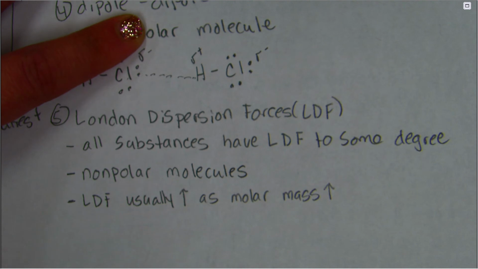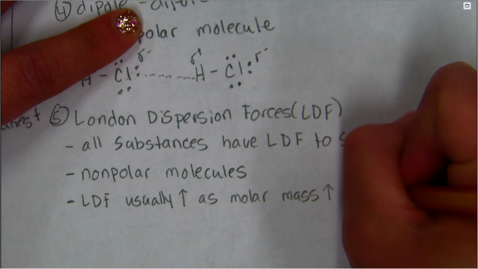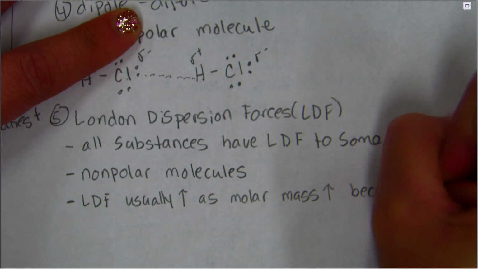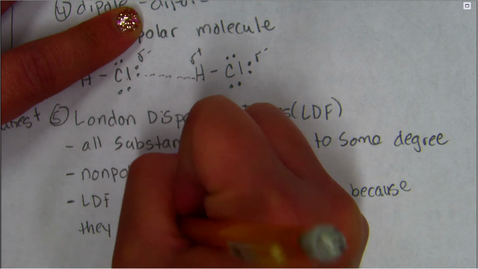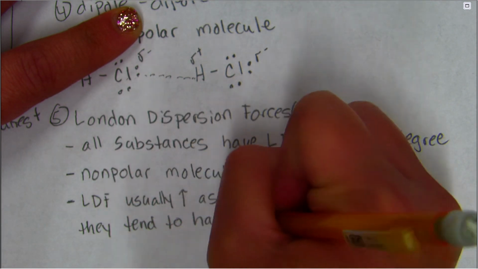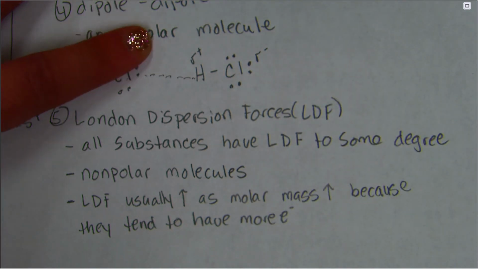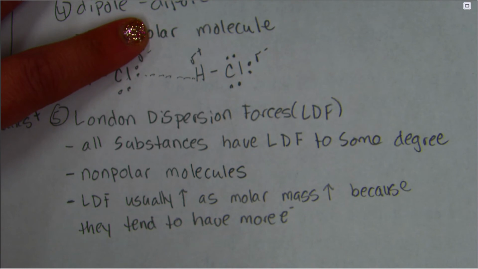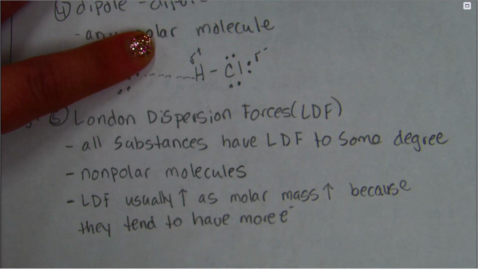So why is this the case? Why does it usually increase? Because something with a higher molar mass tends to have more electrons. So London dispersion forces strength will increase as the number of electrons increase.